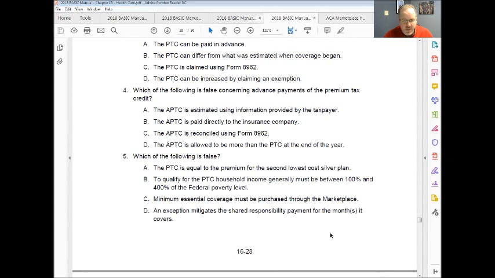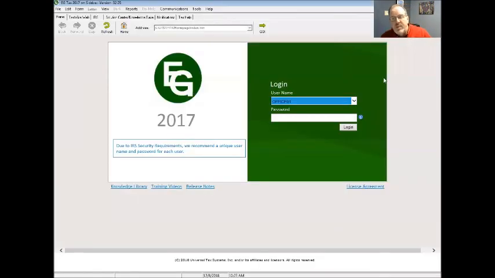Let's see, where'd my software go? There it is. Okay. All right. So we're going to go into TaxWise. We're going to do a problem here. What I've decided to do, we're going to do a problem out of chapter 15. It's 15.2 in your workbook. If you want to take a look at it, it's on page 1510 in the workbook.